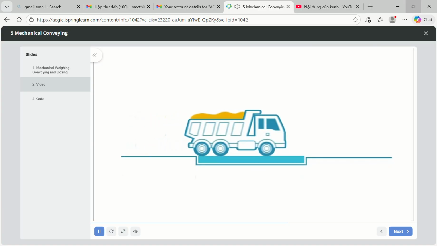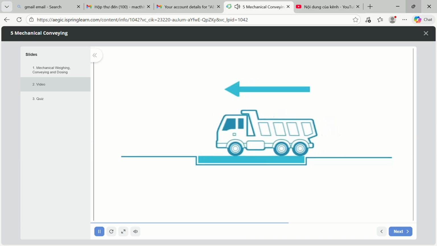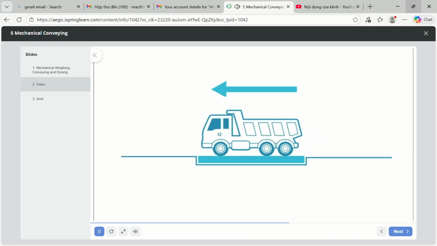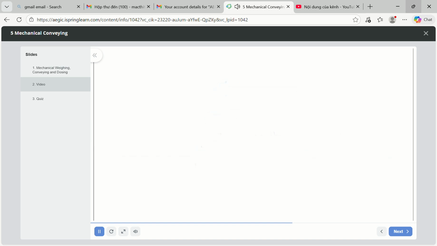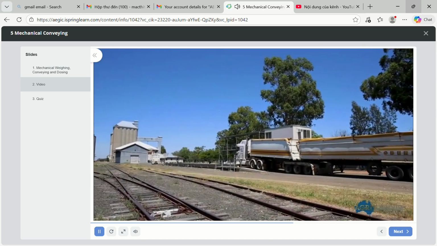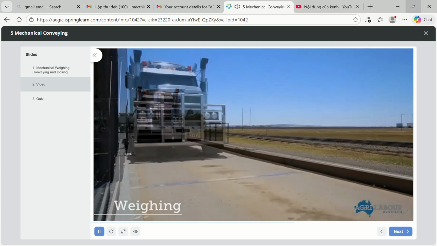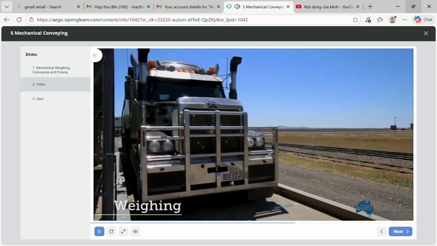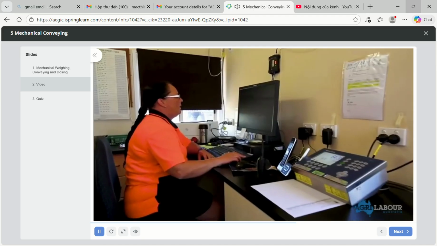Weigh bridges weigh trucks before and after unloading grain. The difference in weight determines the weight of the grain. Weigh bridges are large platforms suspended on load cells. The truck must be at a complete stop before taking the reading.